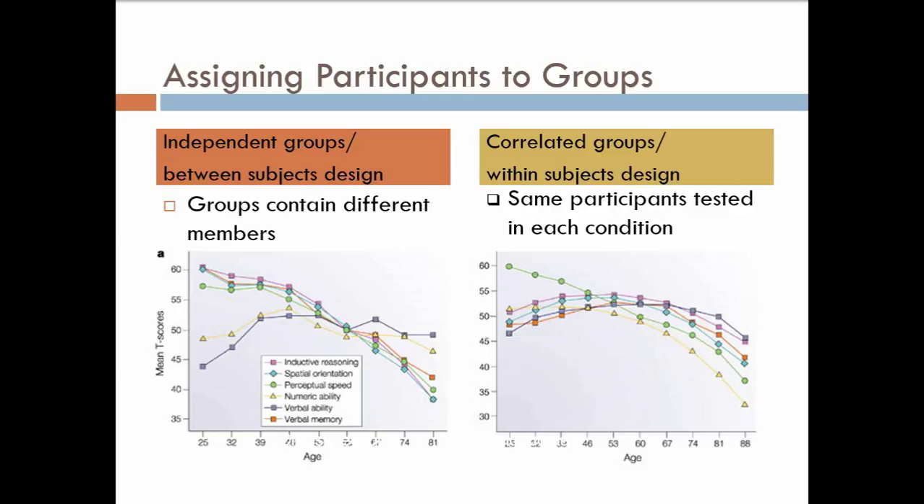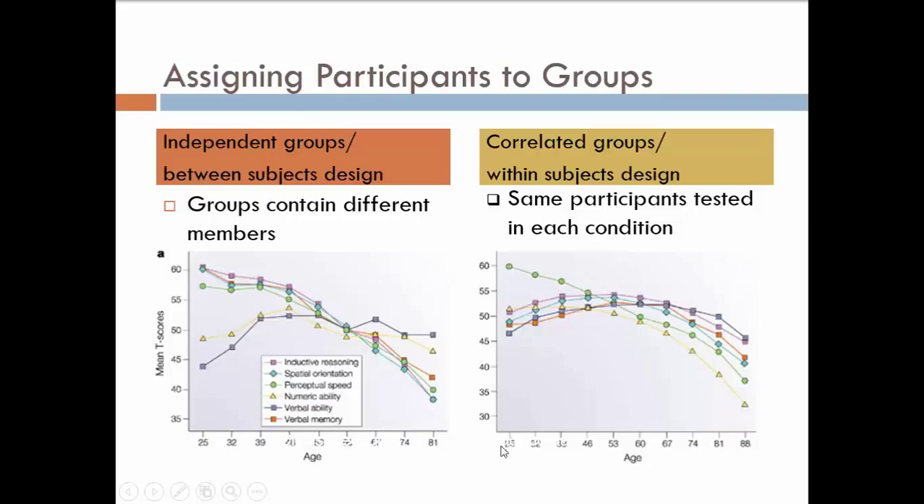Okay, so this is the exact same data, but now instead of having different groups of participants, what we have is the same people being tested at 25, retested at 32, retested at 39, 46, and so on until they're 88. This is actually data from the Seattle longitudinal study that was started in the 1930s and has been ongoing every 7 years since then. And they always produce the cross-sectional data, and then they also provide the longitudinal data.